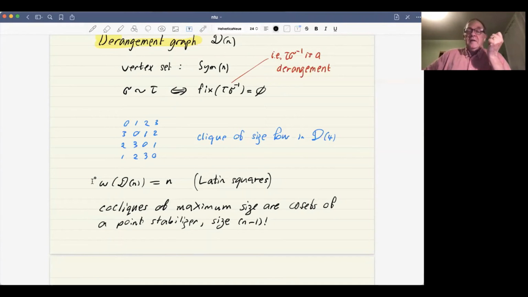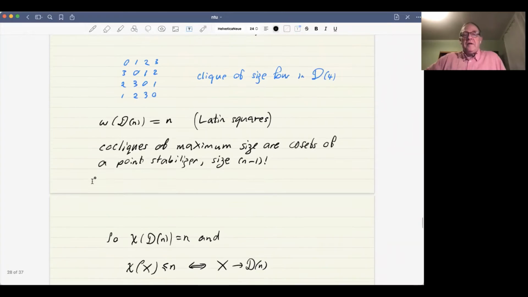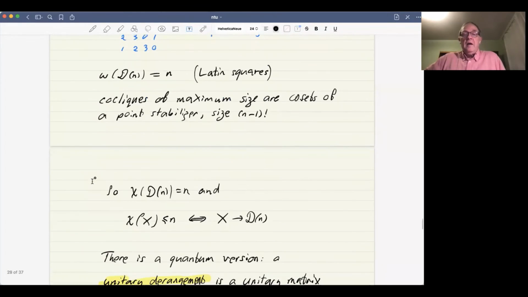Now the co-cliques. If you take the permutations that fix 1, then sigma tau inverse always fixes 1. And more generally, if you take the permutations that map i to j, they form a co-clique of size (n minus 1) factorial. In particular, the cosets of the stabilizer of 1 form a partition of the derangement graph into co-cliques of size (n minus 1) factorial. And so you see that the chromatic number of the derangement graph is n.